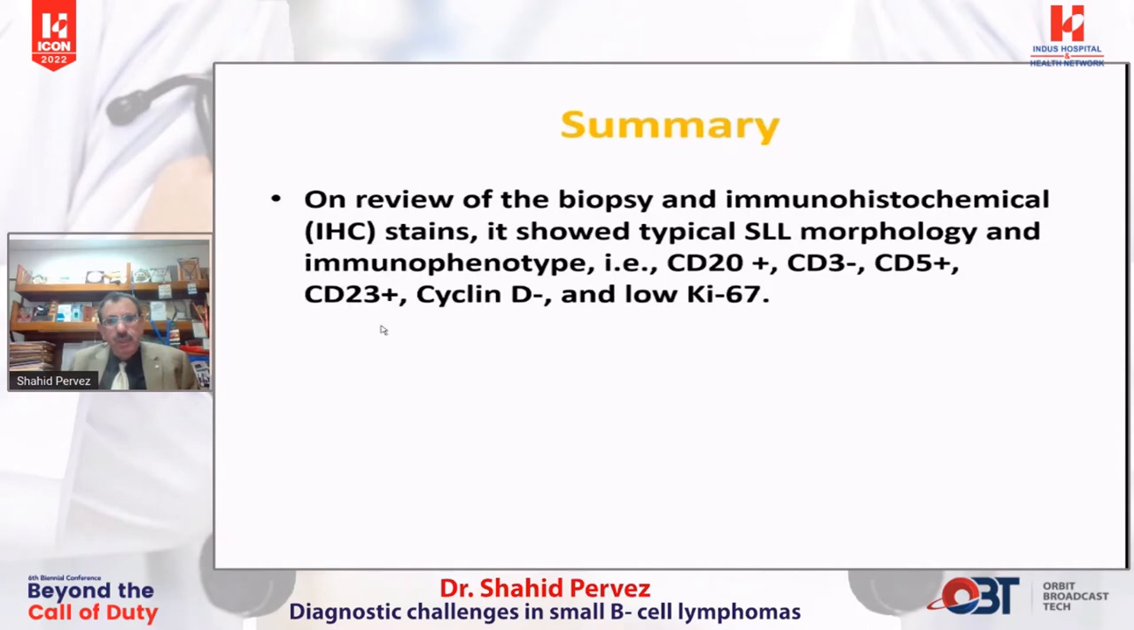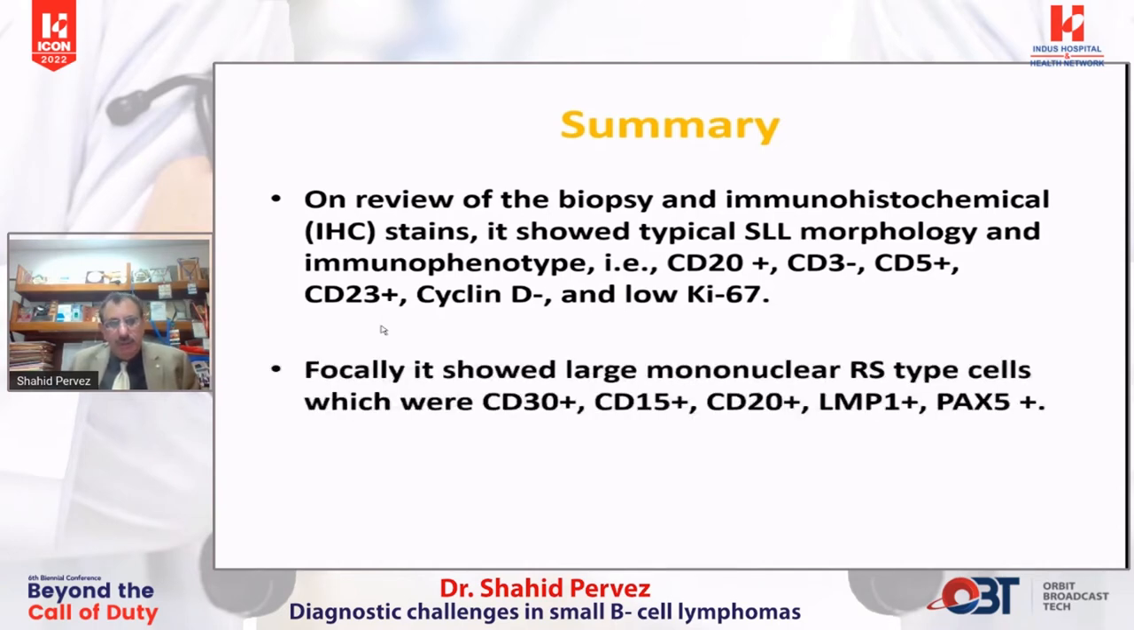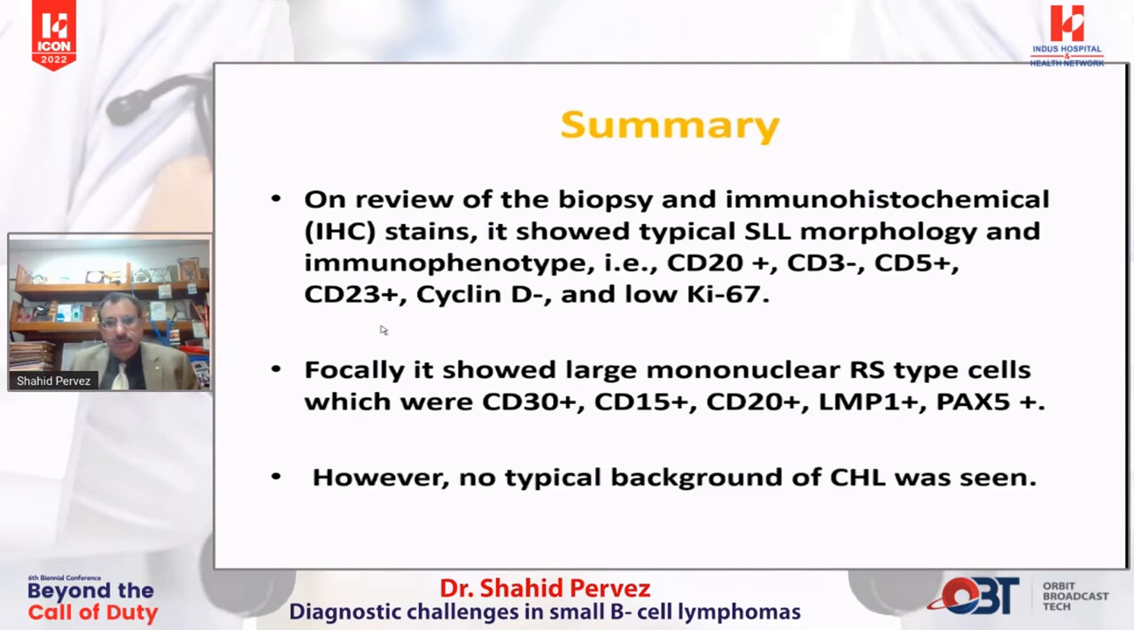So in summary and review of this biopsy, it shows typical SLL morphology with the immunophenotype, which is CD20 positive, CD3 negative, CD5 positive, CD23 positive, cyclin D1 negative, and low Ki-67. Focally, in those large atypical cells, Reed-Sternberg type cells, it showed the morphology of Hodgkin type, that is CD30 positive cells, CD15 positive, CD20 was also positive. As we know, in about 20% of cases of Hodgkin's lymphoma, CD20 comes positive, LMP1 positive, and PAX5 positive.